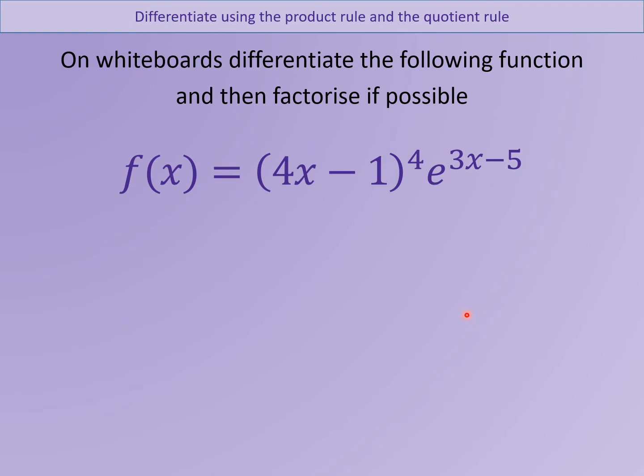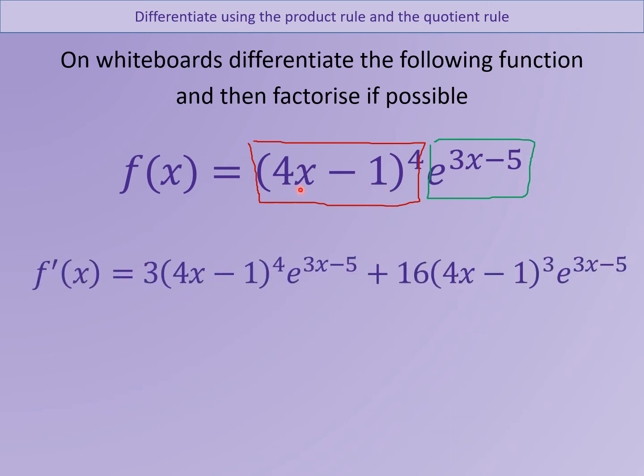Okay, so this is starting to get a bit tougher because you're having to use the chain rule within your product rule. When you look at the two separate functions, we can see that we've got that function just there, and we've got this function just here. It's just separating out the two functions. So what do we get then? I will get, leave that bit alone, 4x minus 1 to the power 4, and differentiate this part. That's where you're going to use your chain rule. So the inside function goes to 3e to the 3x minus 5.